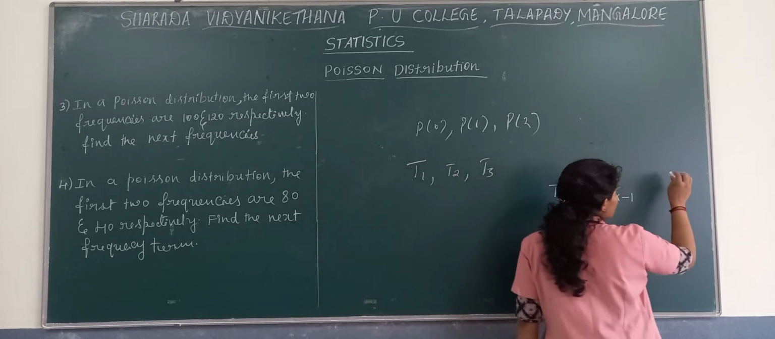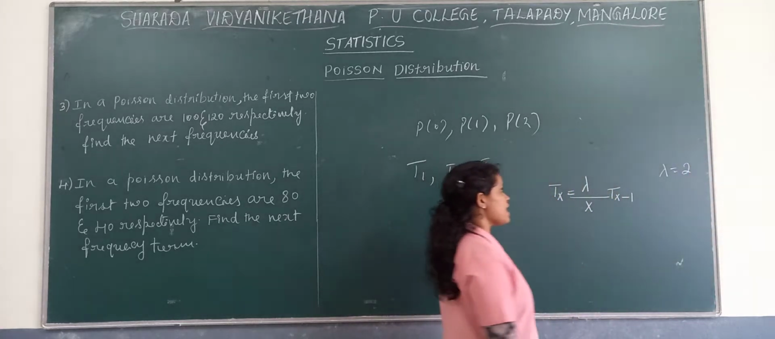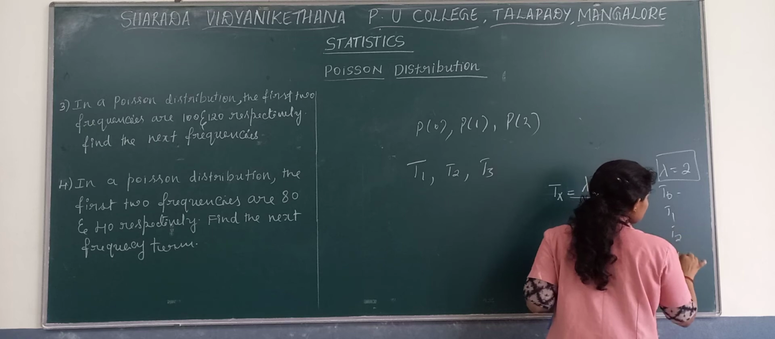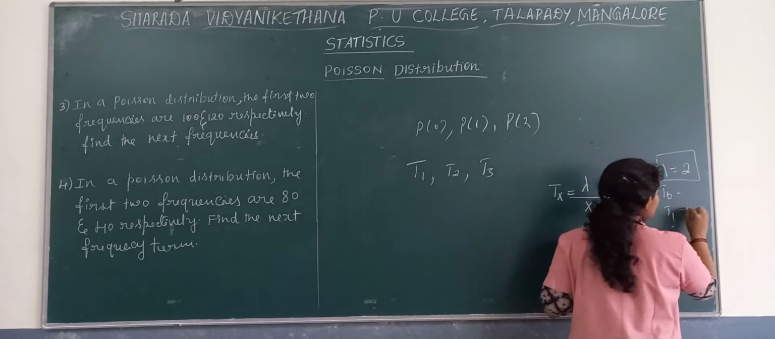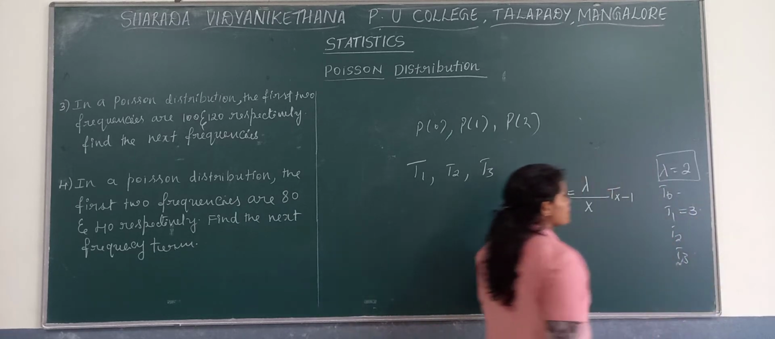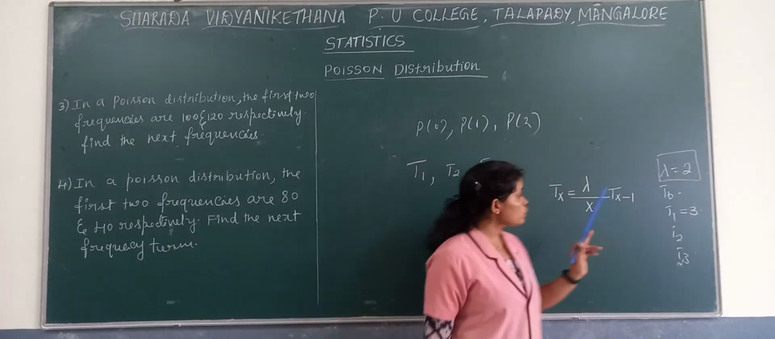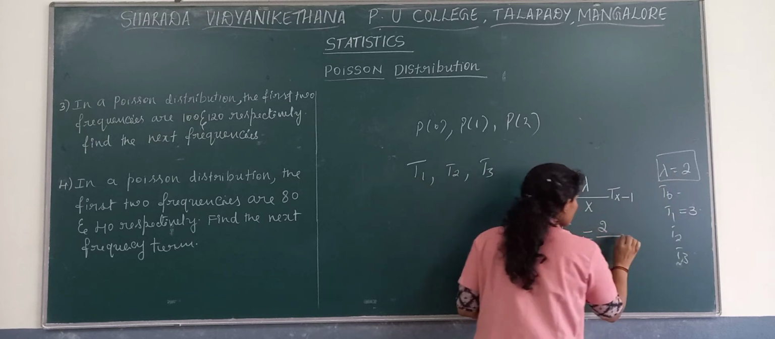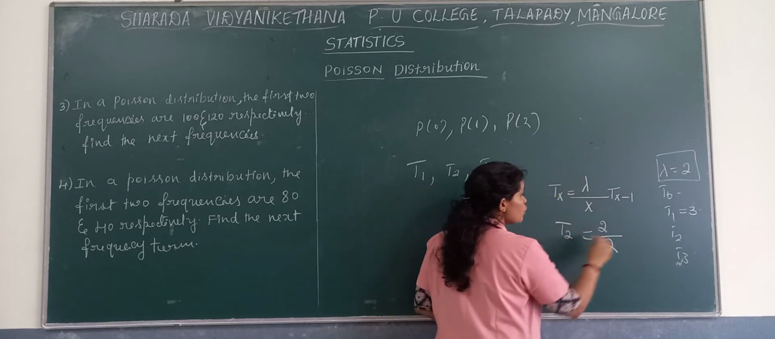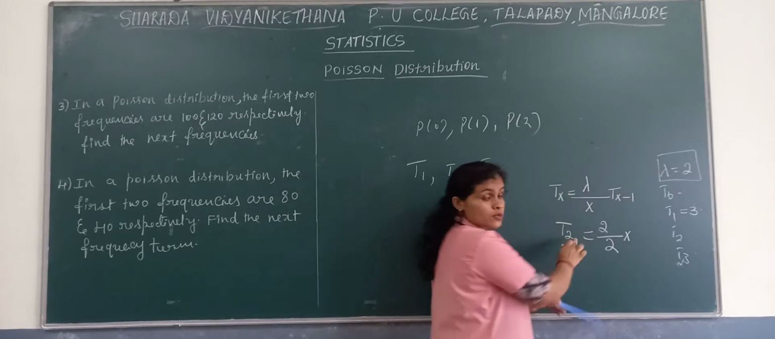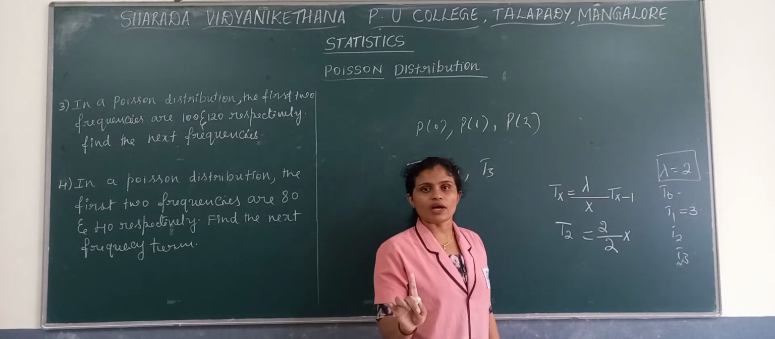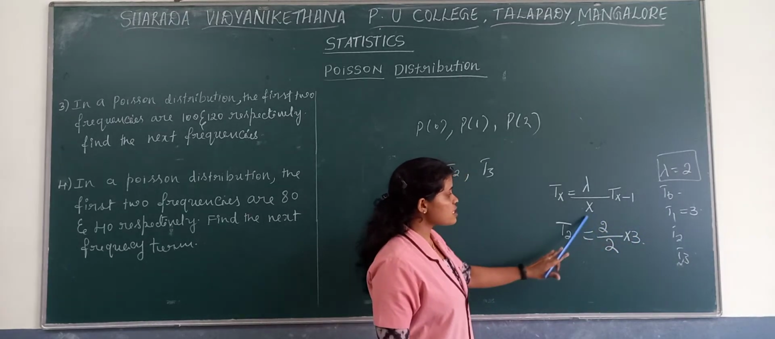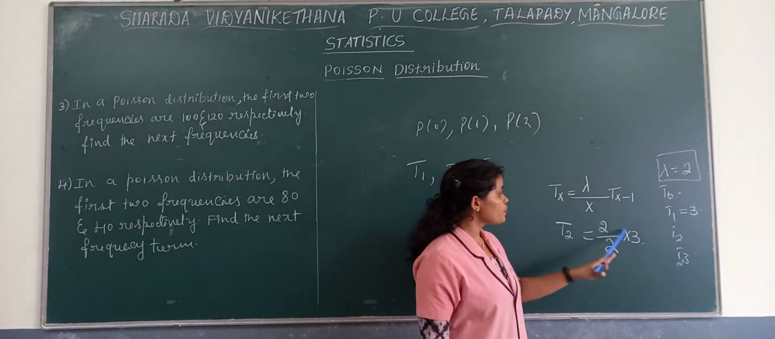For example, in a problem, the lambda value is given as 2, and we need to find T1, T2, T3, starting from T0. We already found T1 using this formula as 3. Now we need to find T2. Tx, where x means 2, so lambda value 2 divided by x, which is 2, into Tx minus 1. X value is 2, so 2 minus 1 is T1. Whatever the answer of T1 is, that we have to multiply here, which is 3. So this is the way of finding the frequency term. Here we get 6.